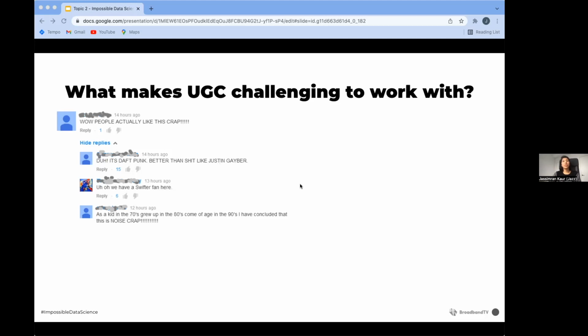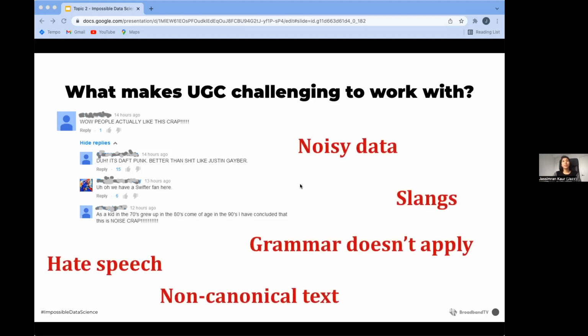So what are the challenges here? It's noisy, it has slang, grammar doesn't apply. At times I wonder, have they stopped teaching grammar in schools, or is it just that people are looking for shortcuts? So one of the solutions is to start teaching grammar in school, but I don't think that's going to solve the problem. Then we have hate speech, right? There is non-canonical text.